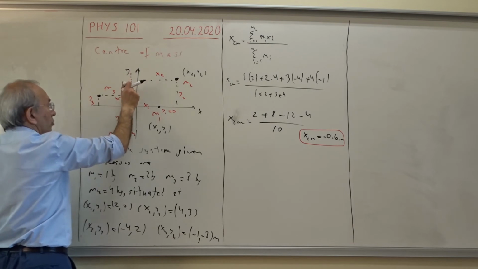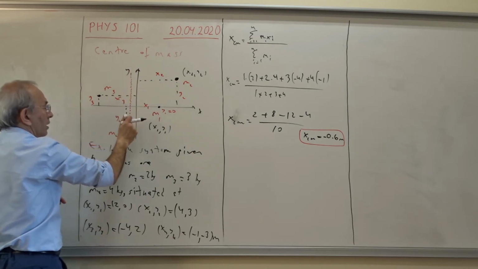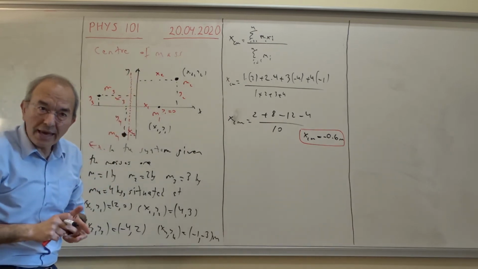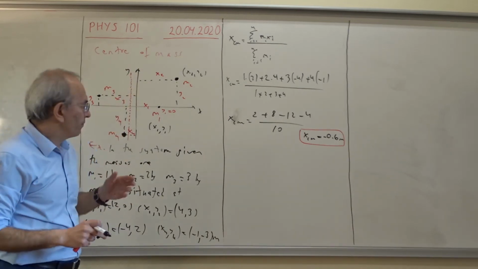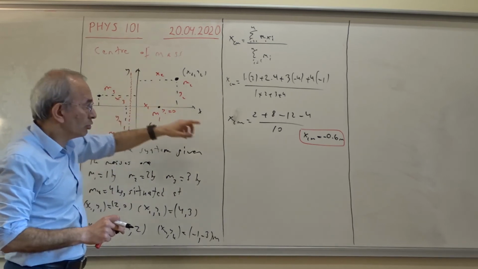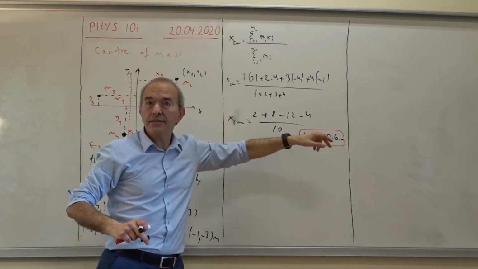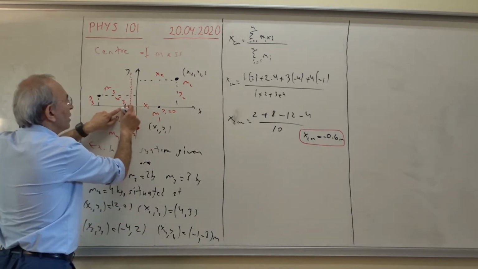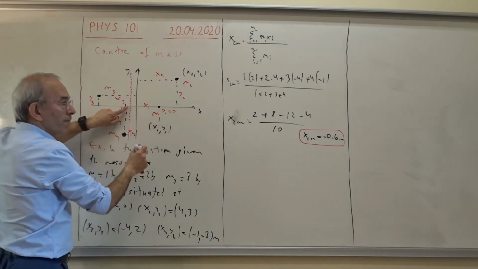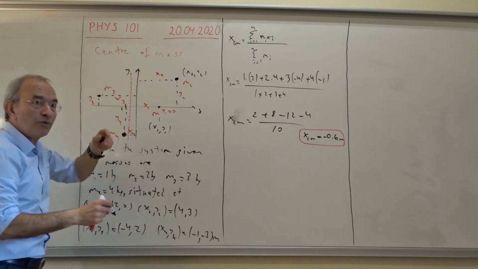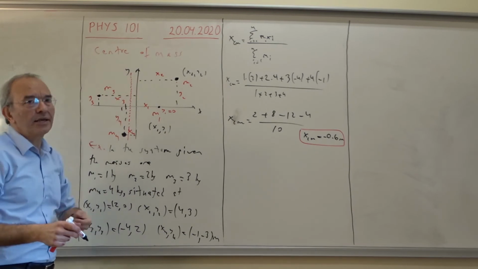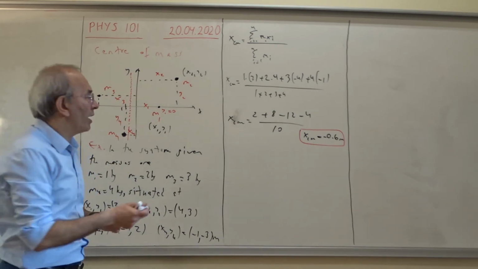Let me draw it as a dotted line. It is somewhere along the x equals minus 0.6 meters, because this is the x value corresponding to minus 0.6. So 0.6 is this much. However, we don't know exactly where along that line. To find exactly where it is, we should find the y center of mass.